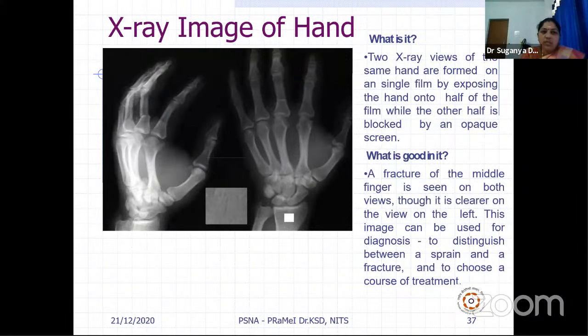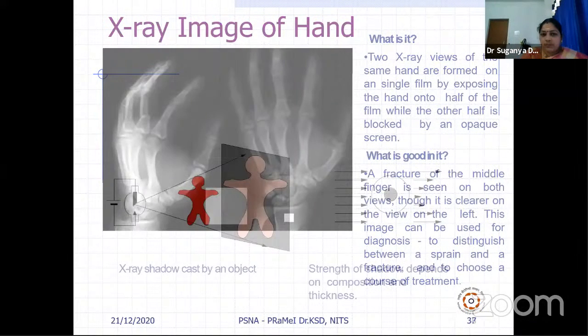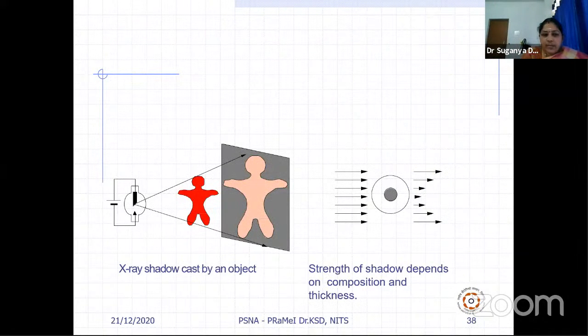So these are all the good things in this X-ray image. How the X-ray actually works, you have to know. Obviously it is electromagnetic radiation. The principle behind this is electromagnetic radiation, and it was invented in 1895, if I'm correct.